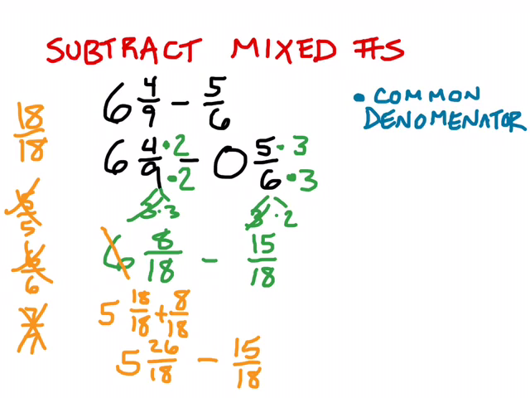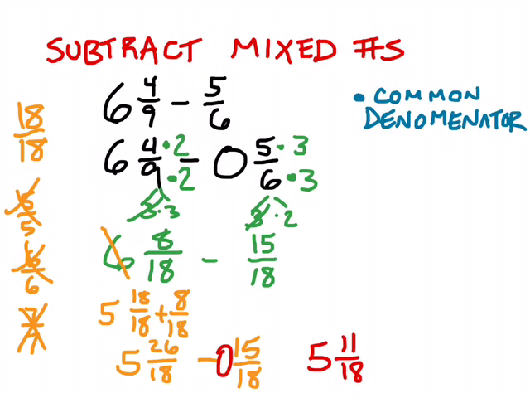So again, whole number minus whole number, fraction minus fraction. 26/18 minus 15/18 is going to be 11/18. And 5 minus, remember, 0 wholes is just going to be 5 wholes. So my answer is going to be 5 and 11/18.